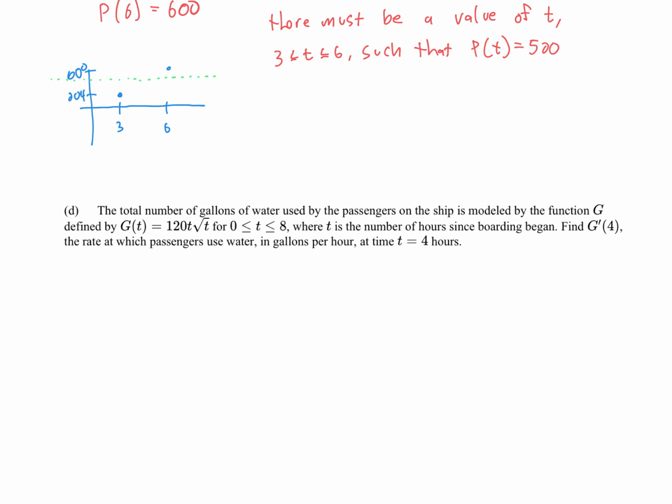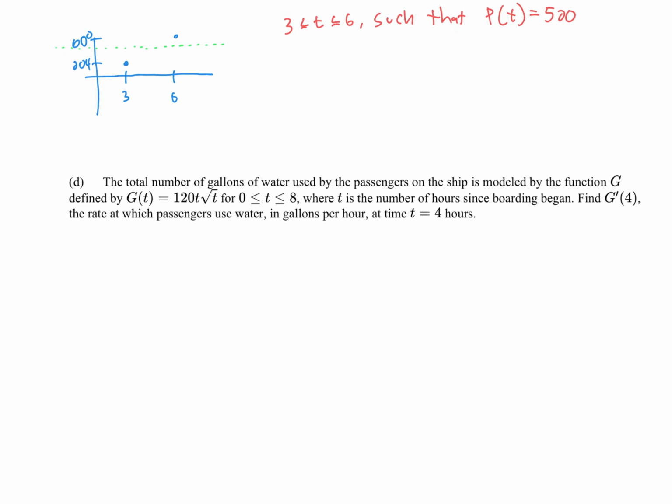Okay, last one. The total number of gallons of water used by the passengers on the ship is modeled by the function g defined by g of t equals 120t root t for t between 0 and 8, where t is the number of hours since boarding. Find g prime of 4, the rate at which passengers use water in gallons per hour at time t equals 4. Since we're given g, we'll just take the derivative and plug in 4. This is just a normal evaluating of the derivative function at some value.